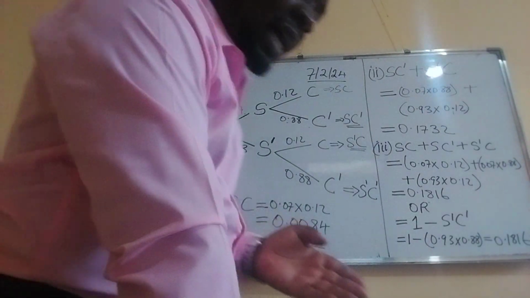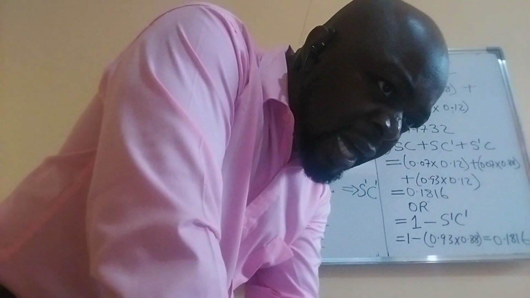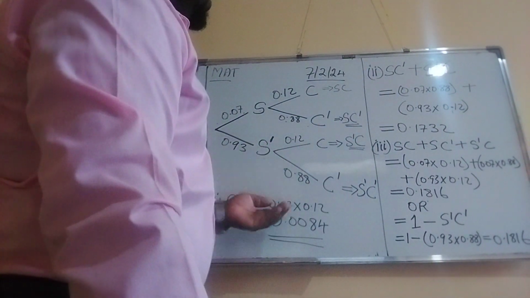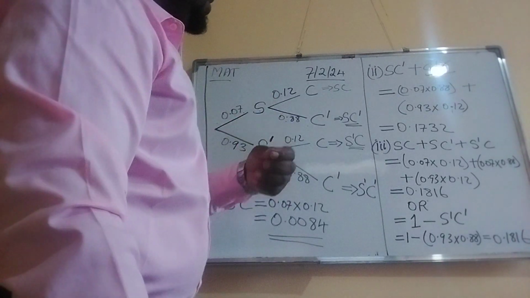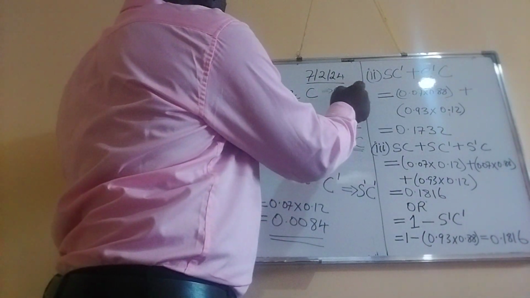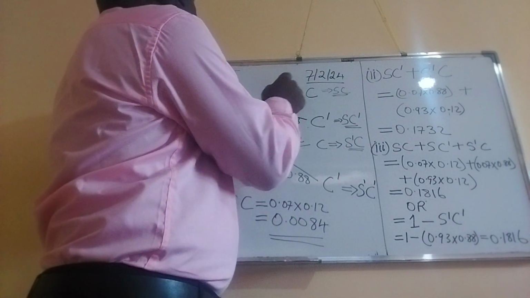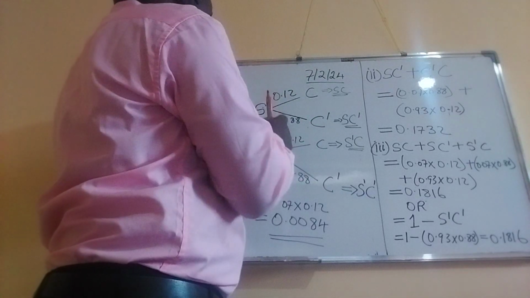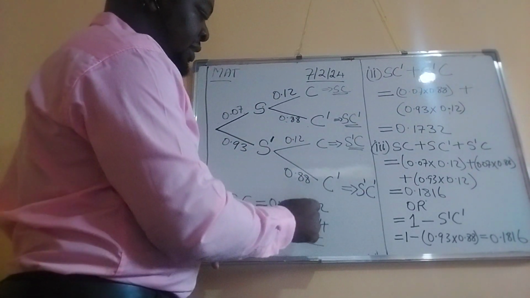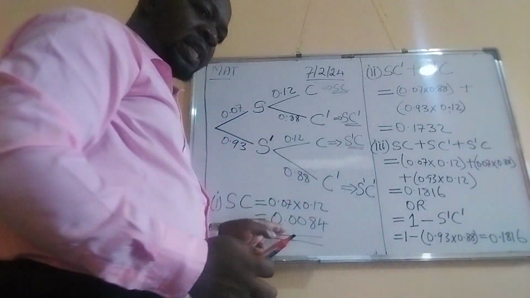So if you are asked in the first question to get the probability of a house being a victim of both, that is, the house being broken into and the car being stolen, then we are going to have this. We simply take the probability of the house being broken into and the car being stolen and multiply them, and that is going to give us 0.07 times 0.12, and that will give you 0.0084.